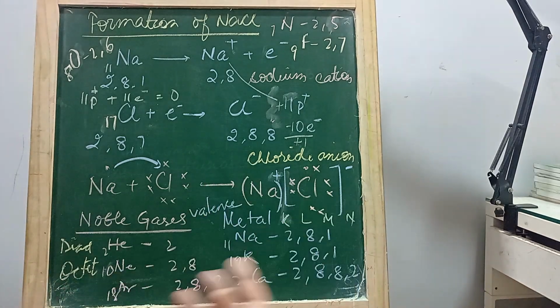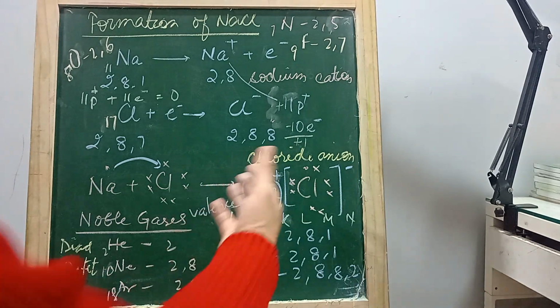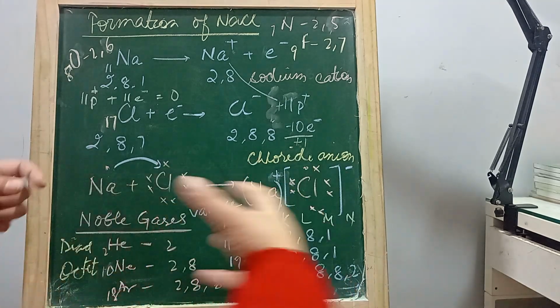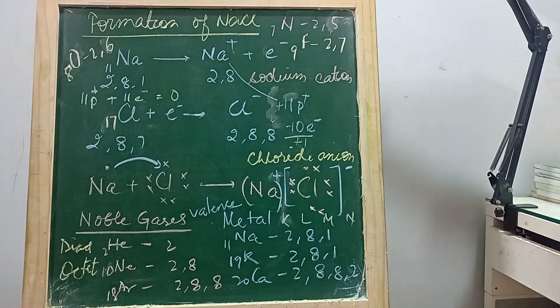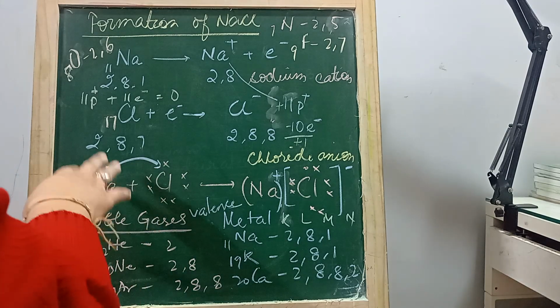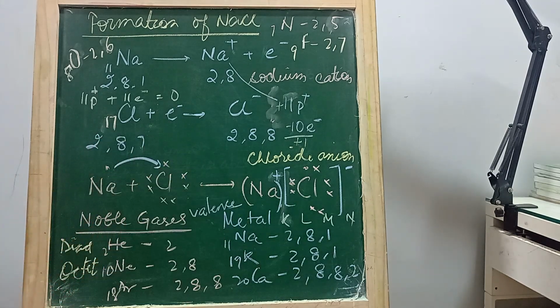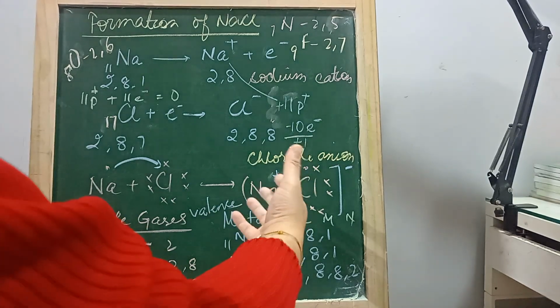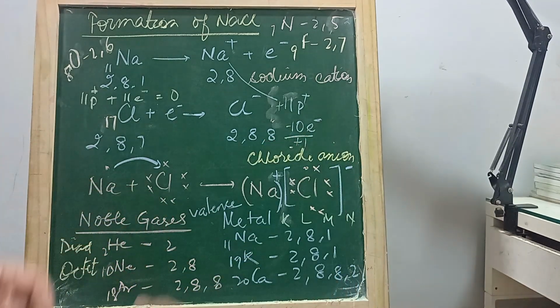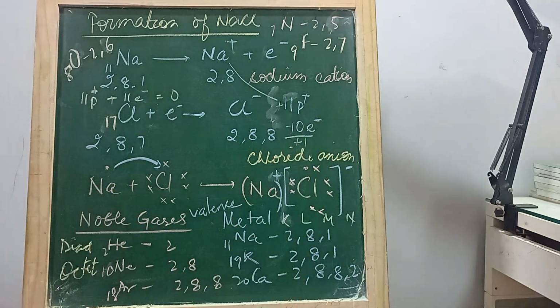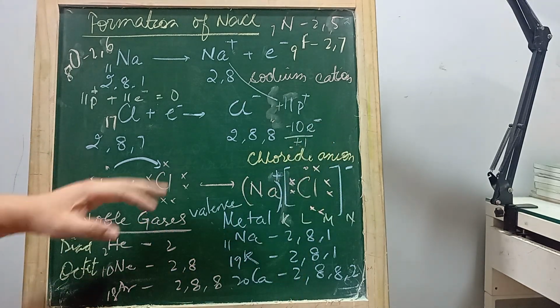Since they are oppositely charged ions, and we know that oppositely charged ions attract one another, the sodium ion attracts the chloride ion, and there is a strong electrostatic force between the two. This is how sodium chloride is formed. One more thing: in this kind of compound, sodium is a metal and chlorine is a non-metal, and it is formed by the attraction of ions. So these are called ionic compounds. Ionic compounds are formed when there is a metal and a non-metal.